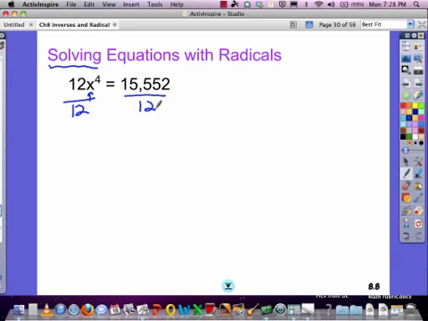We need 15,552 divided by 12. And did you get 1,296? But that still leaves an x to the fourth sitting on the left-hand side. As we've learned, in order to undo a fourth power, you need to take a fourth root. You can either do it with a radical form or with a rational look. And so we know taking a fourth root of a fourth power, we just get x.